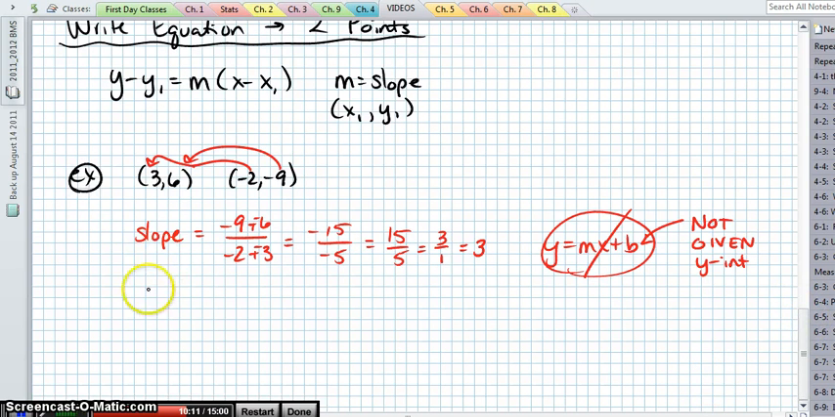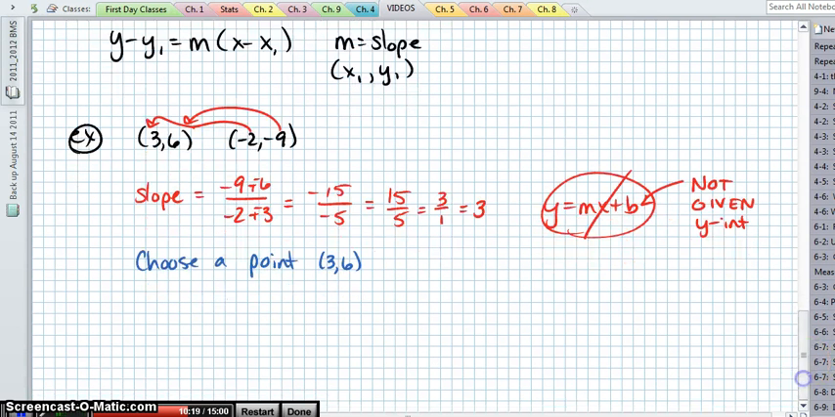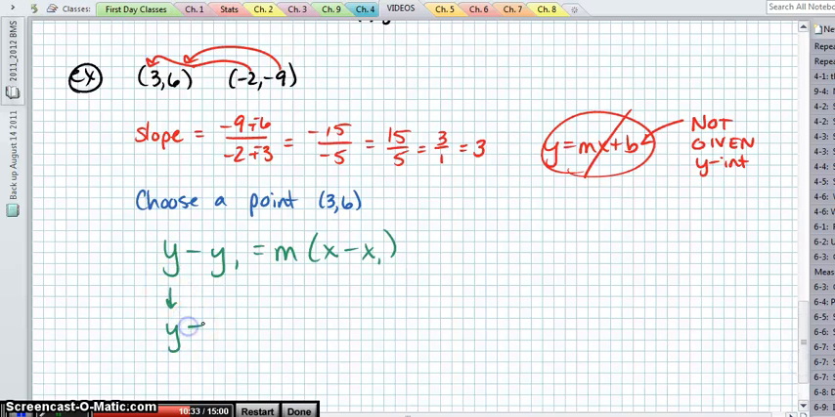So you can choose one of the points. I might choose 3, 6 just because I have two positive values. Positives are usually easier to work with. And so how does this equation work? Well, I'm going to substitute values in for y1, x1, and m. So y stays the same. What am I labeling my y1? 6. My slope is 3, and my x1 also happens to be 3.